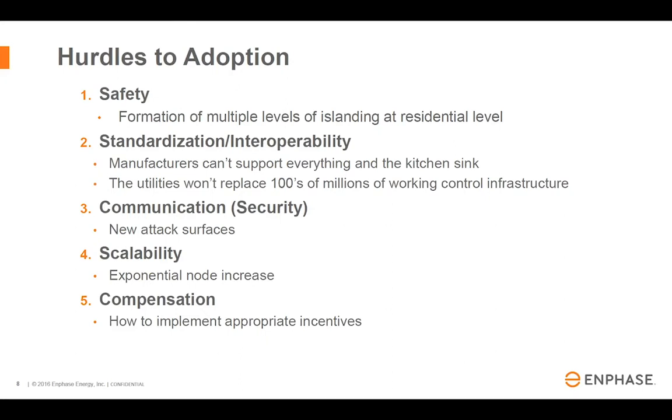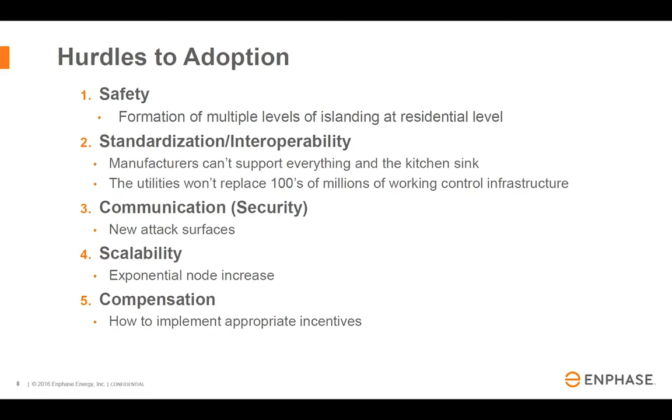We can't basically invent a completely new form of controller that's not compatible with existing infrastructure, because utilities are not going to replace hundreds of millions of dollars of working control infrastructure. That doesn't mean we can't invent. It just means that we have to invent in such a way that can coexist with existing infrastructure, right? We can't basically replace the entire grid overnight.